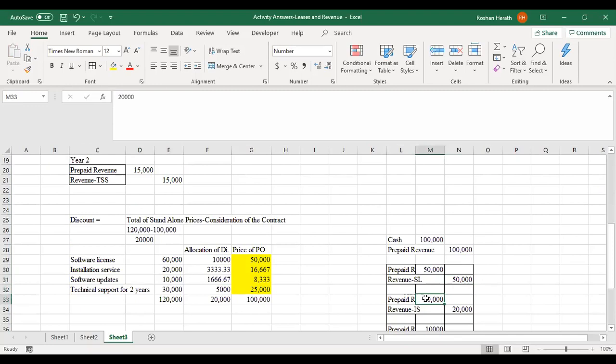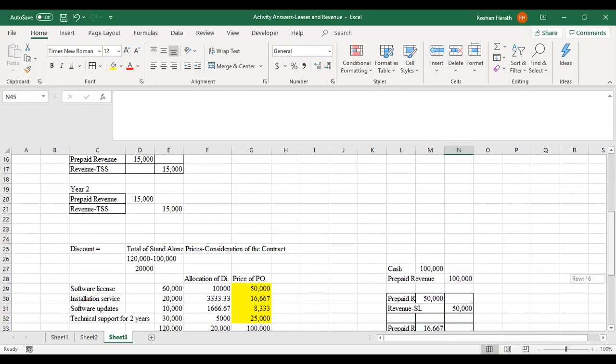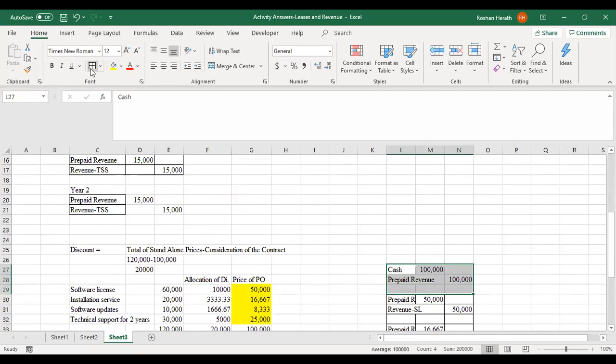Then you have prepaid revenue. You take installation service 16,667. Take the updated amount. Then you have software update, 8,333. Then you have 25,000 technical service. Once you divide it by 2, it is 12,500 per annum. That's it. So it is exactly similar to what you did earlier, but the amounts are taking the discounted price. This is year one.